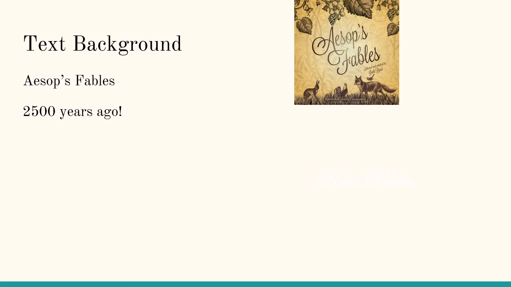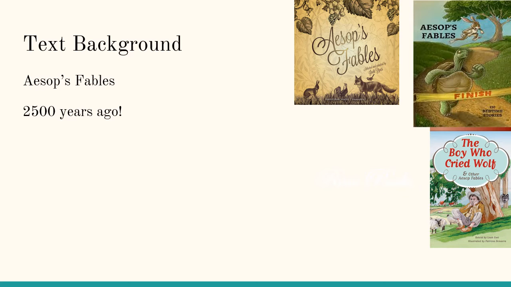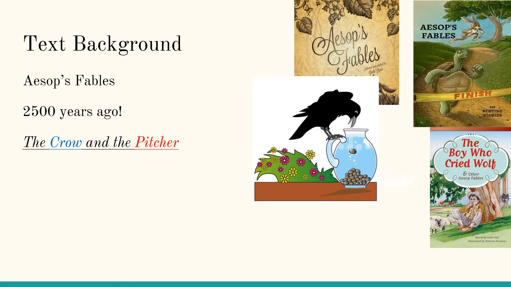The stories are famous for having sort of a moral or a lesson that they teach you by reading them. A few of the famous stories from Aesop's fables that you may have heard of are The Tortoise and the Hare and The Boy Who Cried Wolf. The one we're going to read today is called The Crow and the Pitcher.